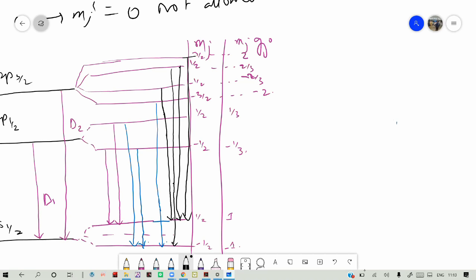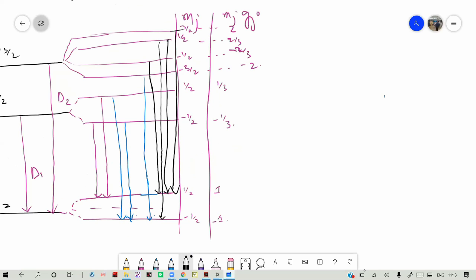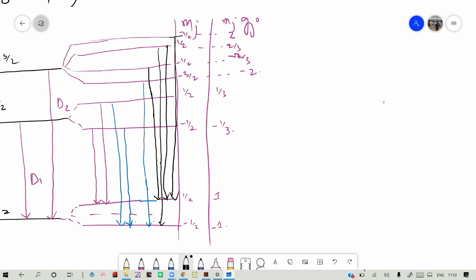Okay, 1 2 3 4 5 6 7 8 9. One more is left. Can you draw that? What will that be? There's one more transition from this level, actually, from minus 1 by 2 to minus 1 by 2. Good. So I can draw it here.